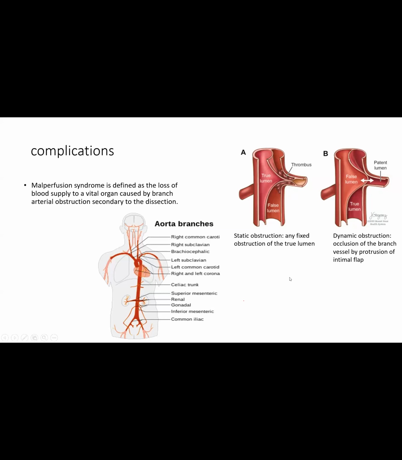Static obstruction is any fixed obstruction of the true lumen, and in most cases it is caused by extension of the false lumen into the branch vessel and subsequent thrombosis of the false lumen. And dynamic obstruction may arise due to intermittent occlusion of the branch vessel, when the false lumen protrudes into the ostium of the vessel.